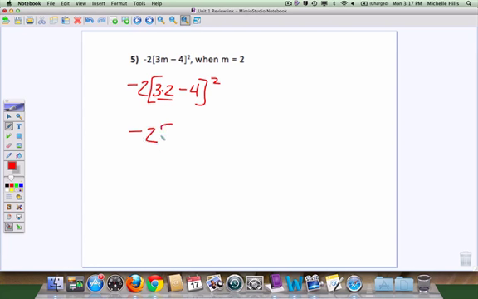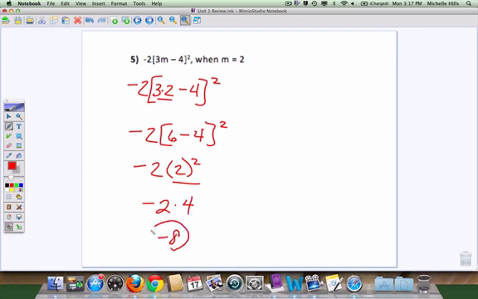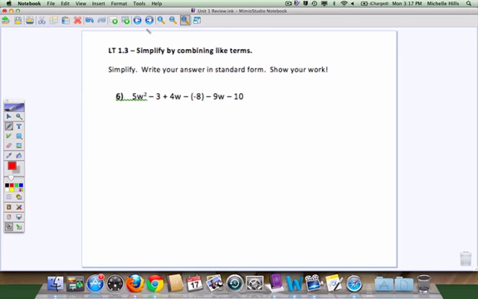So negative 2, 3 times 2 is 6, bring down my minus 4. Notice I haven't done anything with this exponent yet because it's on the outside of the parentheses. First I have to simplify everything inside the parentheses. So negative 2 times 6 minus 4 is 2 squared. At this point I have multiplication and an exponent. Exponents are done first. So negative 2 times positive 4 for a final answer of negative 8, which I will then circle.